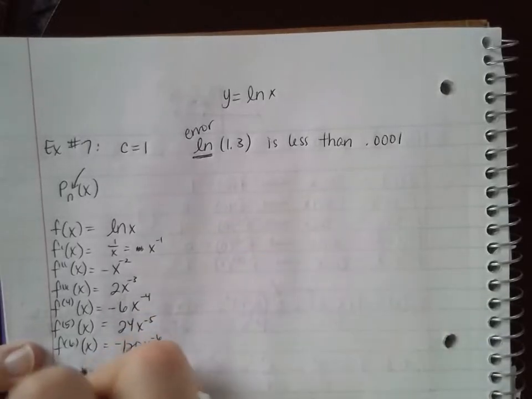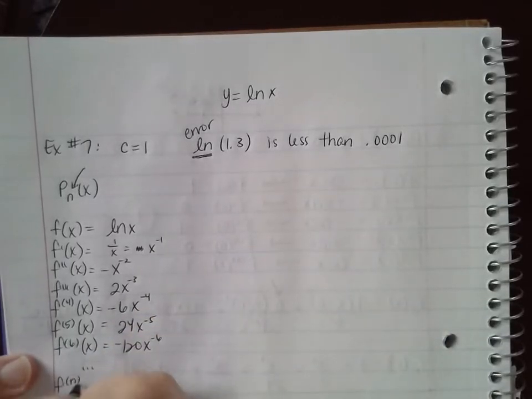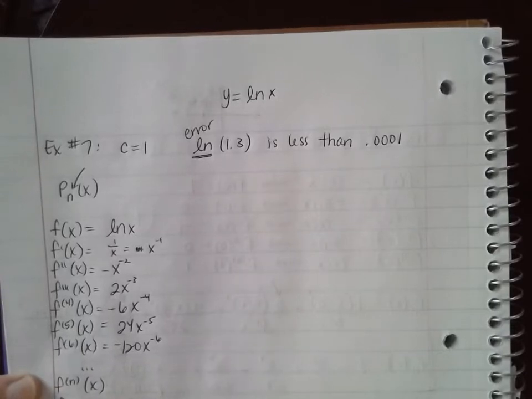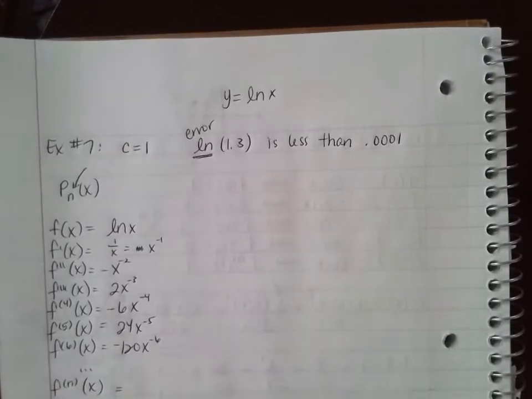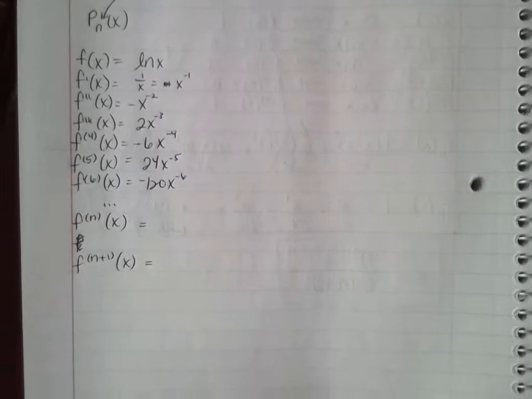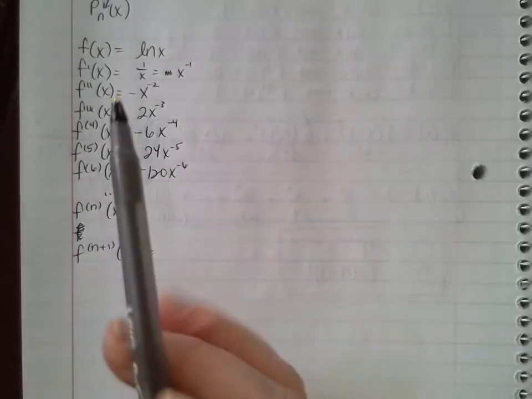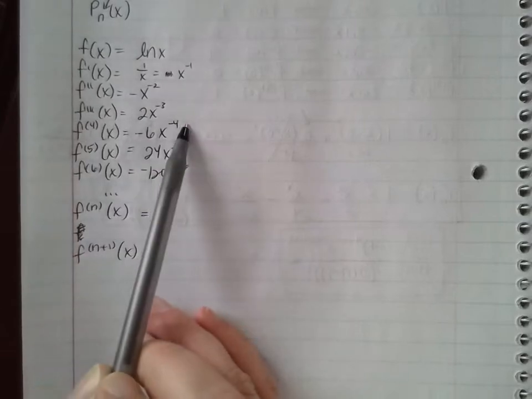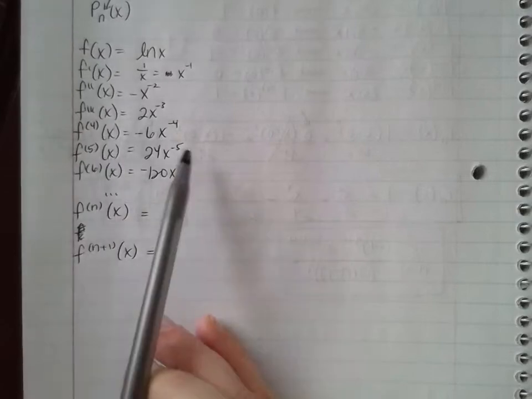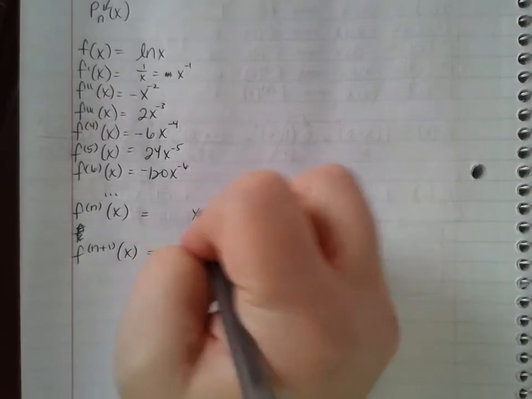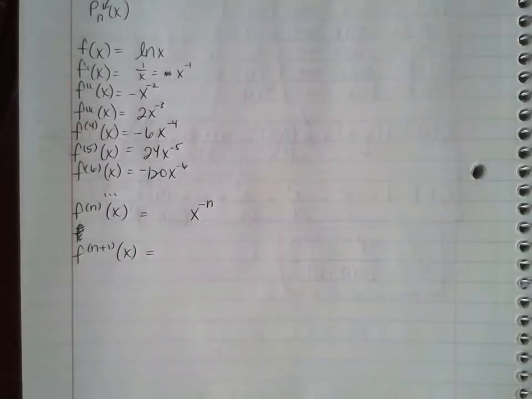And I want to summarize the nth derivative, but also the n plus 1th derivative. I feel like the n plus 1th derivative, which is what we need for our formula, will be much easier once we know the nth derivative. So let's look at maybe the 4th derivative here. The 4th derivative has a 4 in the exponent. The 5th derivative has a 5 in the exponent. So I know that the nth derivative is going to have x to the negative n in the exponent.